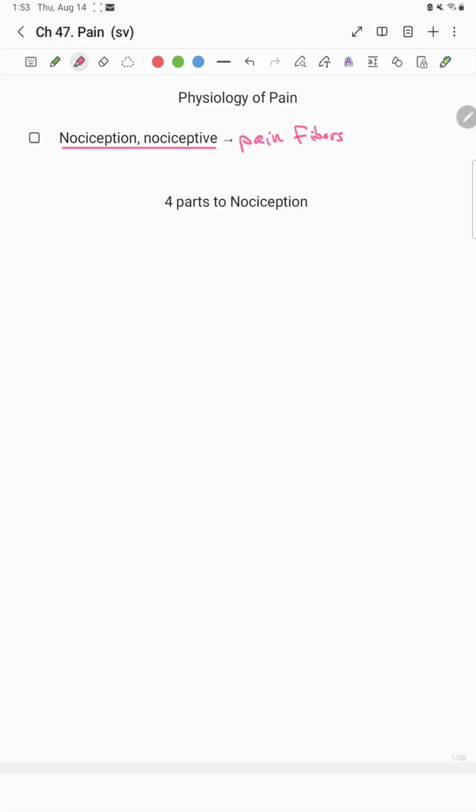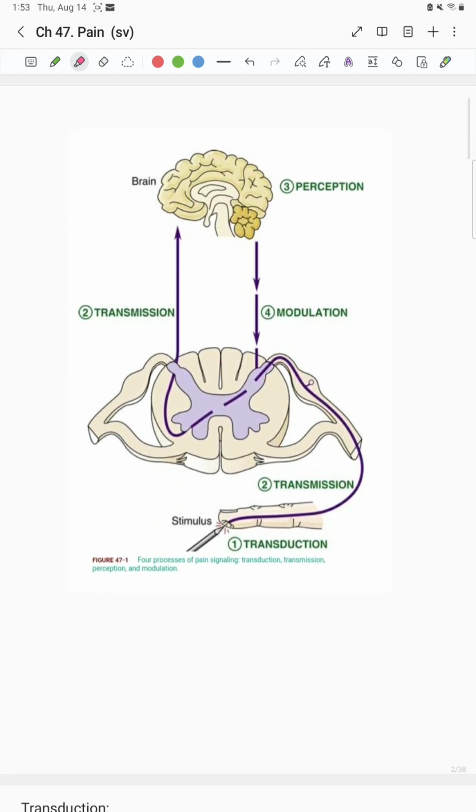There are 4 parts to nociception, and that is outlined here. Okay, the first part is transduction. So there has to be an actual pain stimuli that generates an action potential. And this is a sensory nerve. So in this example, they're showing a pen pricking the finger.